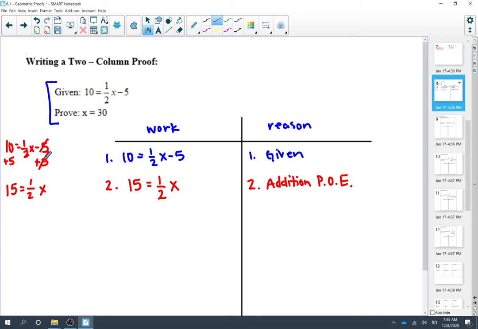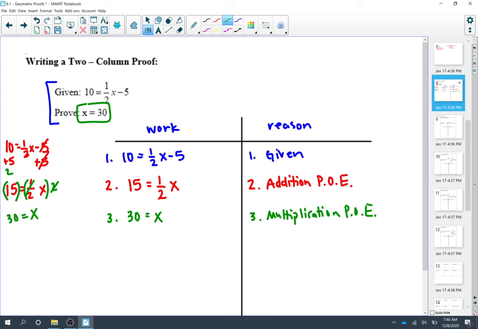Then I'm going to go back over here to my scratch work. Okay, scratch work does not go in the proof. And I'm thinking, okay, well, how do I get rid of a 1/2? The way we get rid of a 1/2 is we multiply by 2. So that's going to give me 30 equals x. So I can come back over here, step 3, 30 equals x. Step 3. And the reason is why. Okay, so why did that happen? We multiplied by 2. Well, that is the multiplication property of equality.